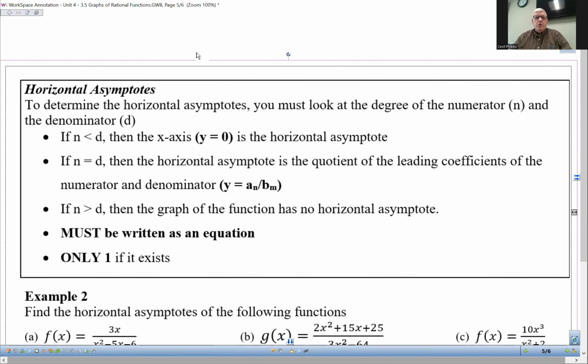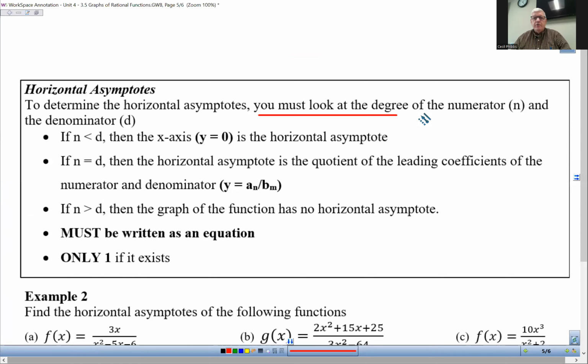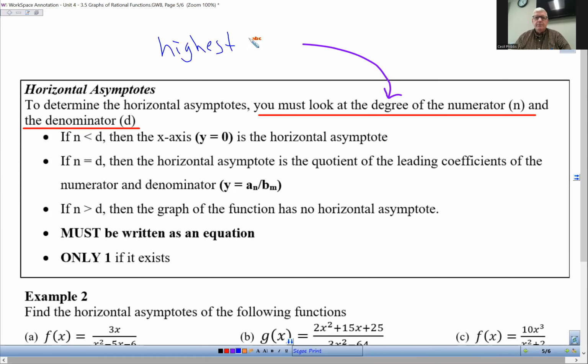All right, the second one is a horizontal asymptote. So a different process here. For horizontal, we have to look at the degree of the numerator and denominator. Now remember, degree is just a fancy math word for the highest exponent. Highest exponent should be the first exponent, but sometimes the numerator or denominator are not written in standard form. So be sure you check that and look to make sure you're using the highest exponent.